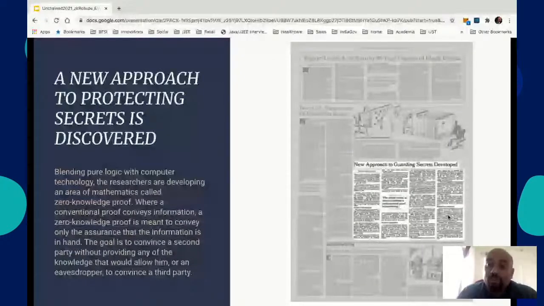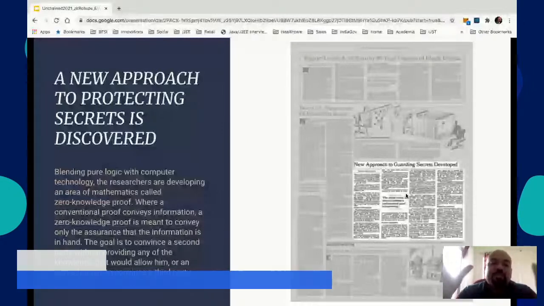Let me show the press archive. This is the New York Times where this article was published. It's the press release article. As you can see, if you refer to that article, it is talking about blending pure logic with computer technology. Please understand, this text is from 1987. It talks about blending pure logic with computer technology.